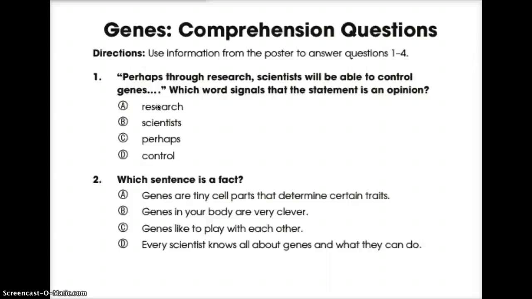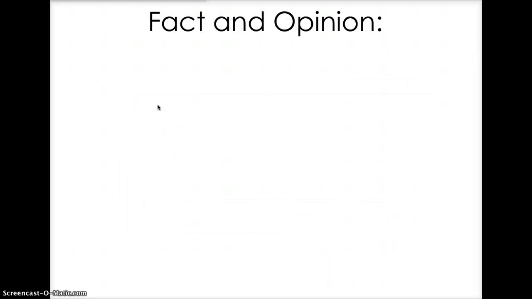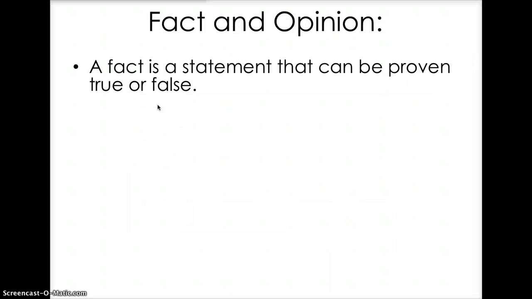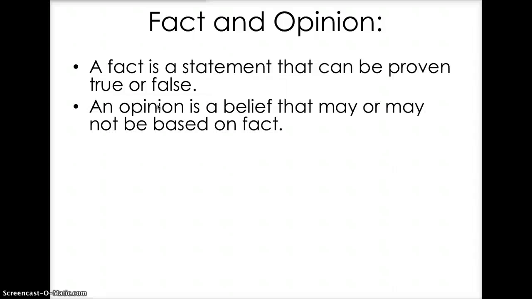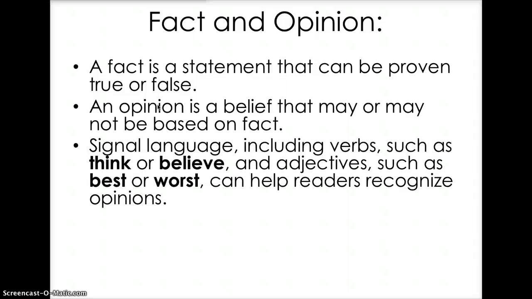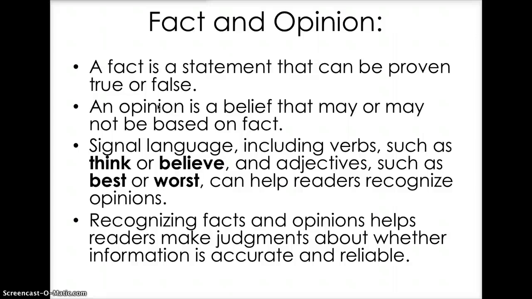Okay, so let's look at our final slide here. We'll just review fact and opinion. A fact is a statement that can be proven true or false. An opinion is a belief that may not be based on fact. Signal language, including verbs such as think or believe, and adjectives such as best or worst, can help readers recognize opinions. Okay, and today we learned another signal word, which is perhaps, which means it could happen. All right, and then finally, recognizing facts and opinions helps readers make judgments about whether information is accurate and reliable.